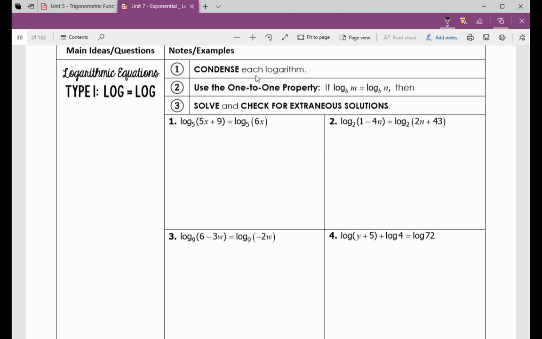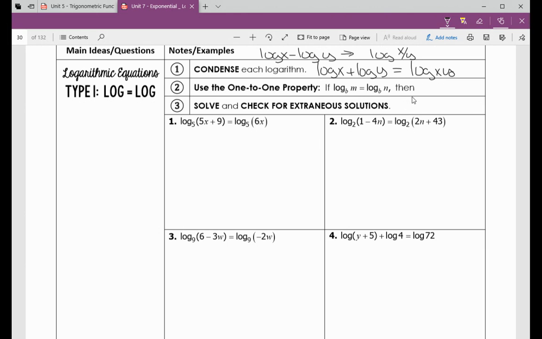So when we condense these logarithms, if you've got a log of x plus a log of y, that will condense to one logarithm of x times y. If you have a log x minus a log y, that will condense to one logarithm with a fraction behind it.